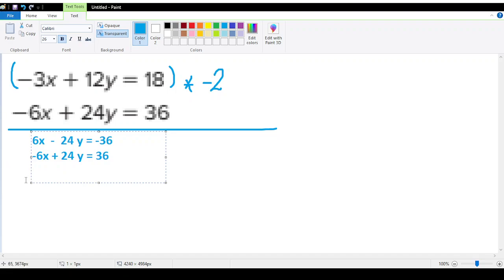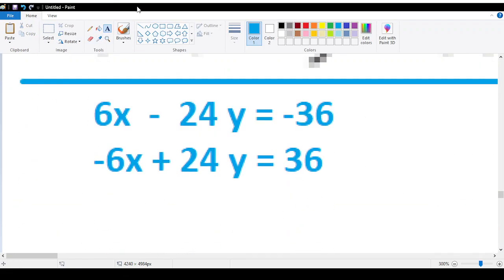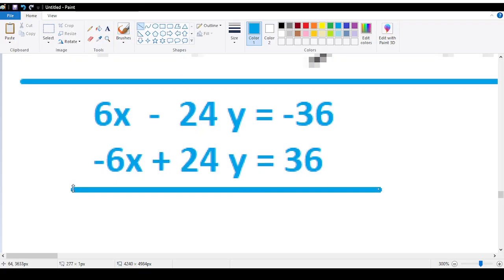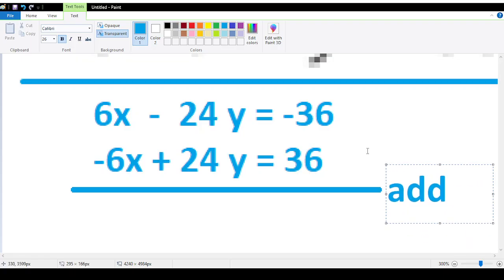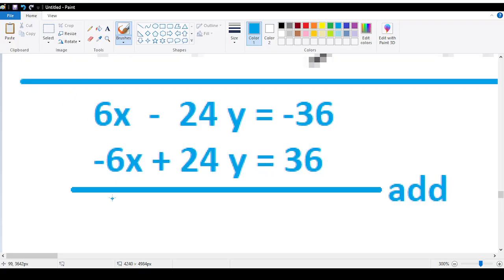Let's try to add them and see what will happen. 6 and minus 6. Add them. They will cancel off. How about minus 24 plus 24? They will cancel as well. There will be 0 here. Equal minus 36 and 36. They will cancel off. So 0 equals 0. What does that mean?